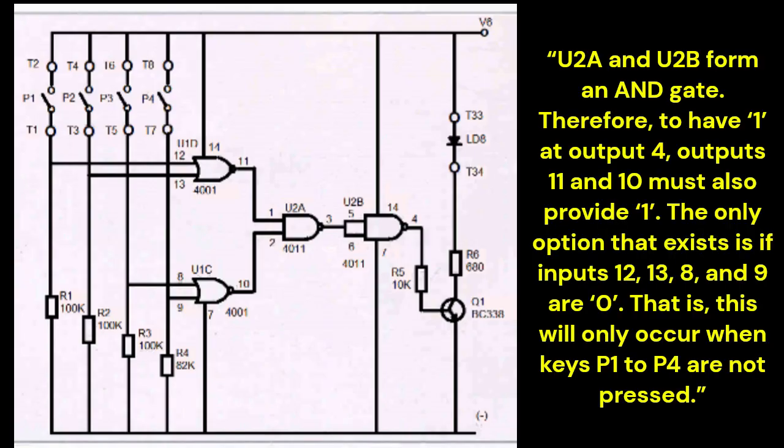U2A and U2B form an AND gate. Therefore, to have 1 at output 4, outputs 11 and 10 must also provide 1. The only option that exists is if inputs 12, 13, 8, and 9 are 0. That is, this will only occur when keys P1 to P4 are not pressed.